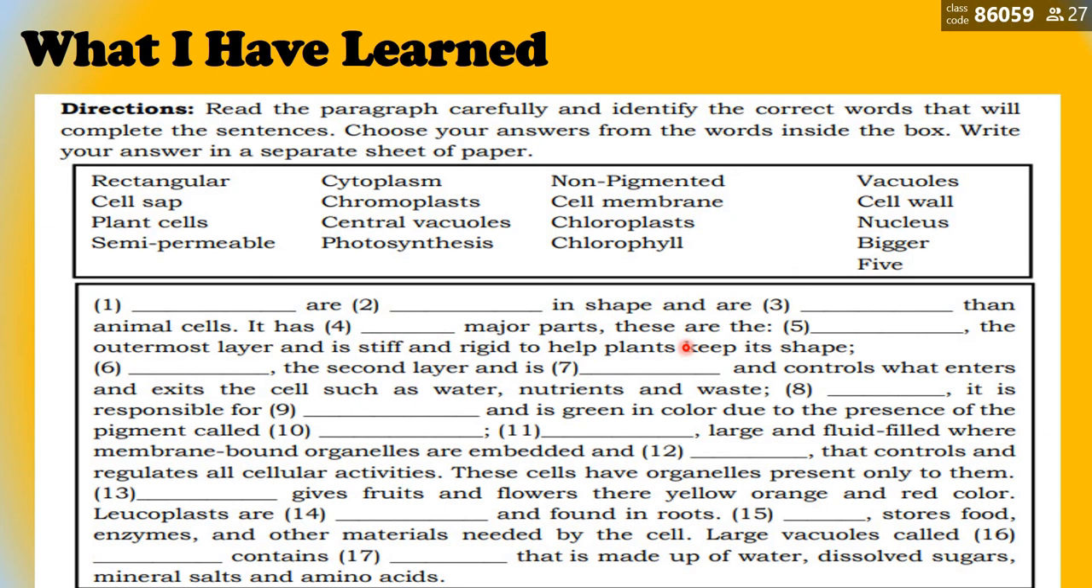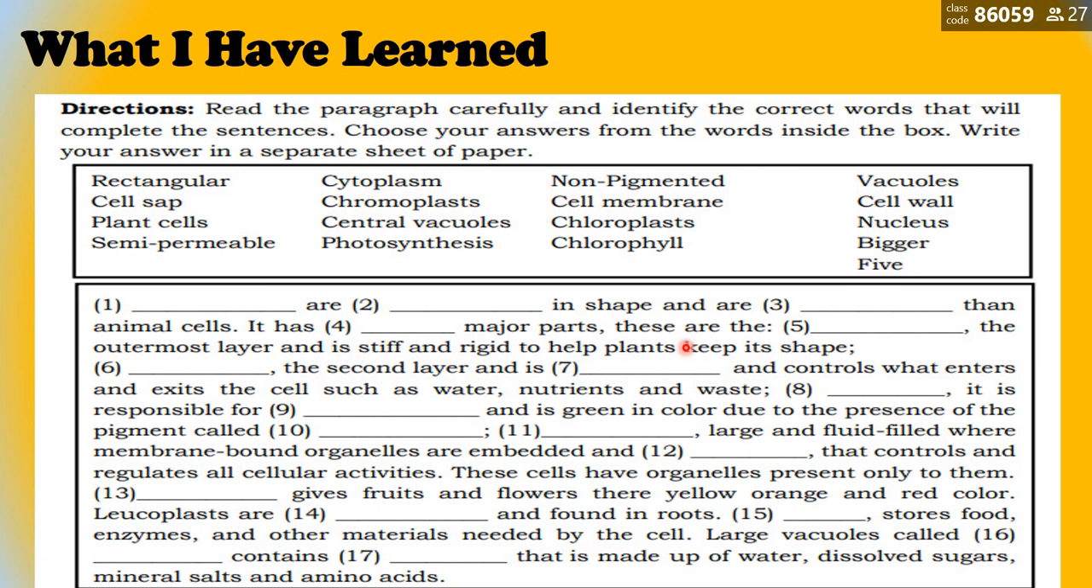And for number 8, we have chloroplast. It is responsible for photosynthesis. Number 9, and it is green in color due to the presence of the pigment called chlorophyll. And number 11, cytoplasm, large and fluid-filled, where membrane-bound organelles are embedded. And number 12 is the nucleus, which controls and regulates all cellular activities.